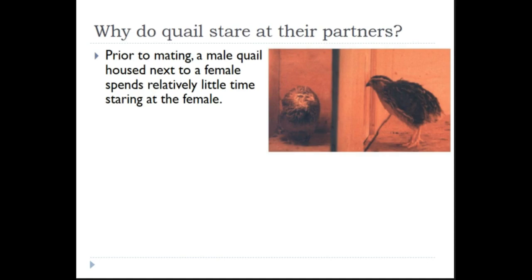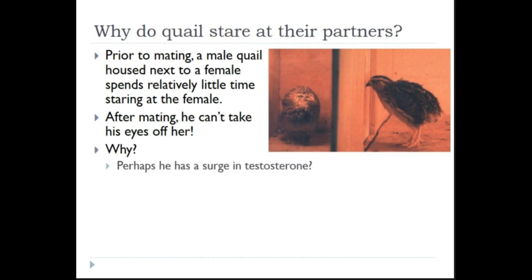And he will do this occasionally, but he won't spend very much time doing this. But after you let them mate, he will basically just stay there staring at her constantly all the time. He's just really, really entranced with her. So you could ask, why is he doing this?